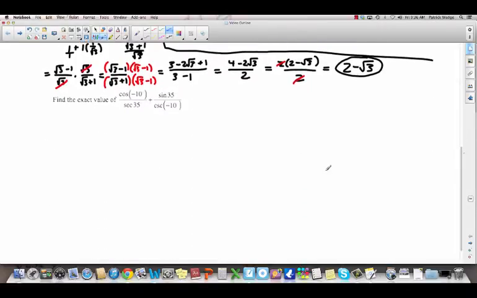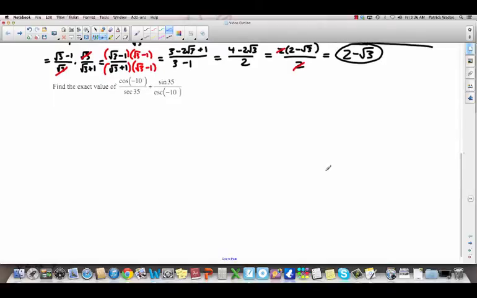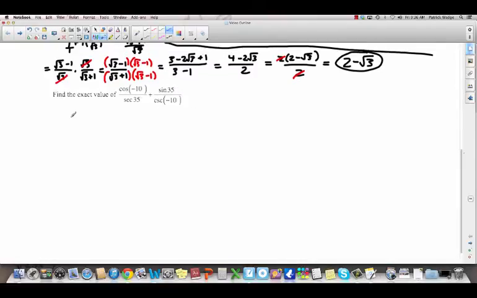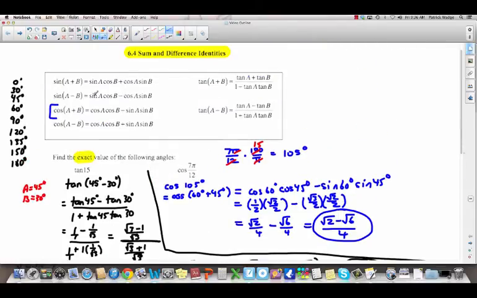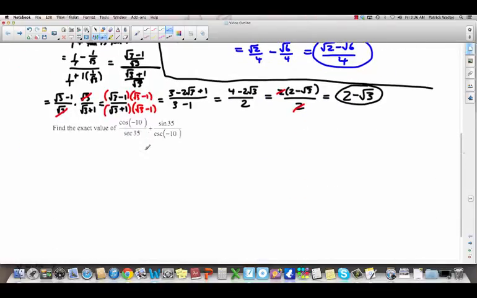Okay, next question. Find the exact value of cosine of negative 10 divided by secant 35 plus sine 35 cosecant negative 10. Wow. So let's see what we can do here. One thing I notice is that in all these identities there's no secants, right? So why don't we get rid of this secant?